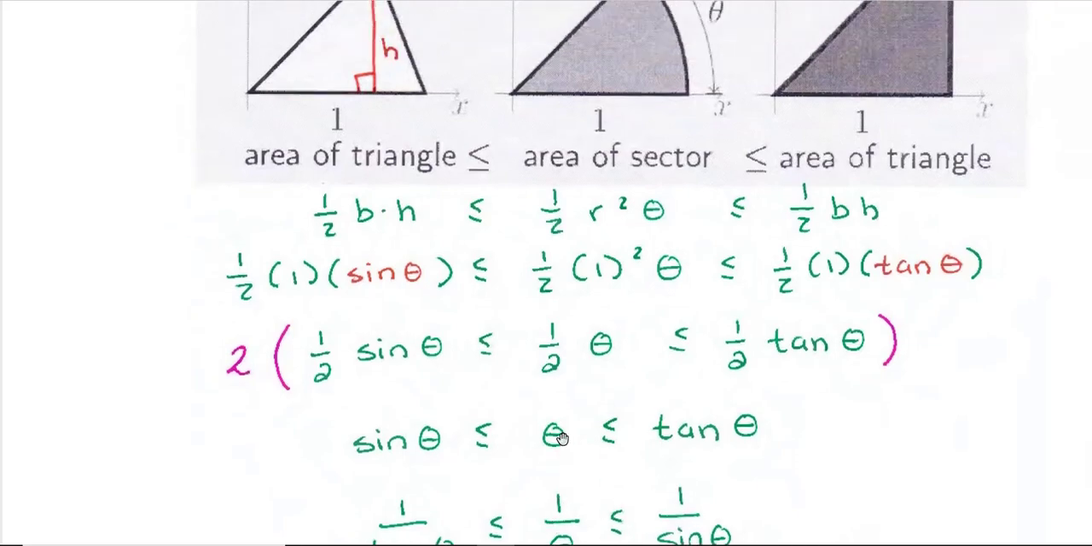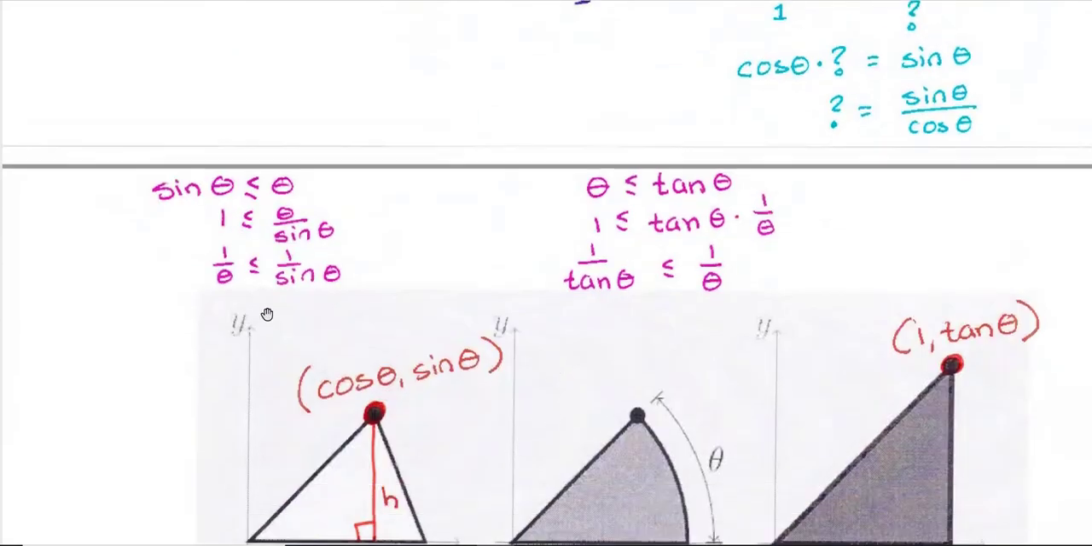Because I thought somebody might have a question on that, I showed it to you up here. If the sine of theta is less than or equal to theta, then I can divide both sides by the sine of theta, and I have 1 is less than or equal to theta over sine. Then I can divide both sides by theta, and you can see that 1 over theta is less than or equal to 1 over sine of theta.